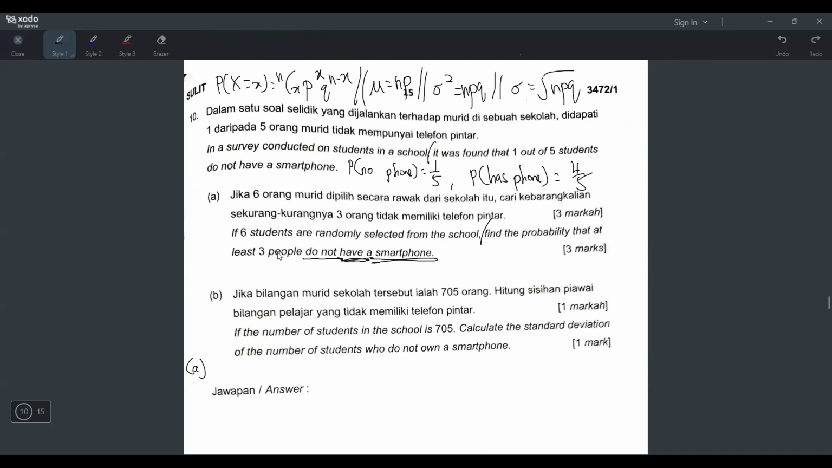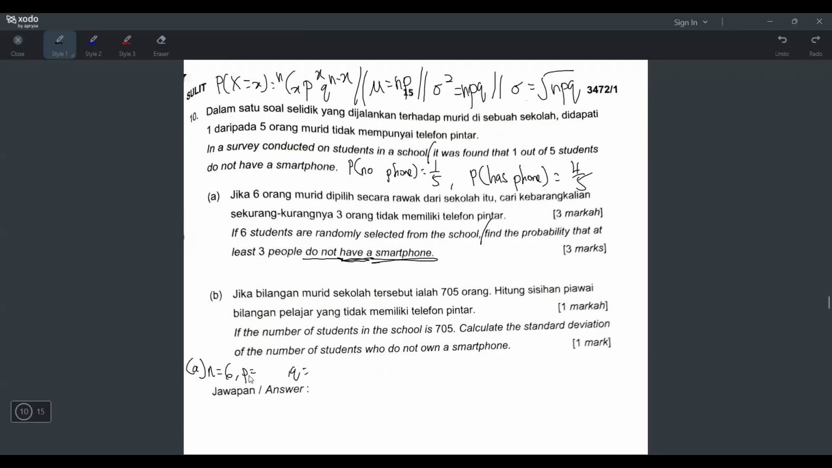Okay, now I come back here. They are asking you to find probability, so obviously you use this formula. This formula is used to find probability. But wait, find out your n, p, q first. If you don't find your n, p, q, how are you supposed to use this formula, right? So the n is given as 6 because they say 6 students selected. And then what about the p and q?